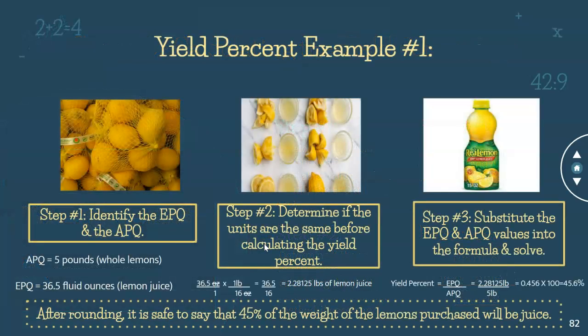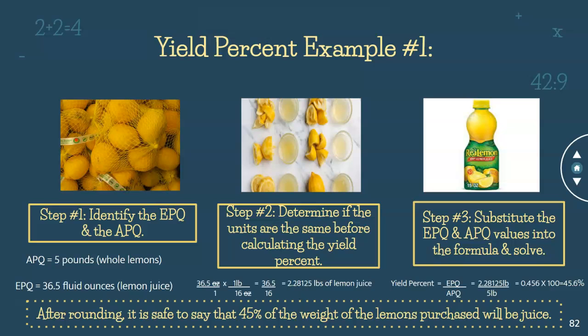Here's another example. You can see it broken down for you. Identify the EPQ and the APQ. 5 pounds of whole lemons. The APQ is 5 pounds of whole lemons when you're looking at it, and then it's 36.5 fluid ounces of the actual lemon juice. Then determine if the units are the same before calculating. I put this into the bridge method. So I have the fluid ounces here over 1, multiplication sign, draw your line. There's 16 ounces in a pound. We're breaking it down to pounds. And then you do the calculation just like you're applying the bridge method. I end up with 2.28125 pounds of lemon juice.